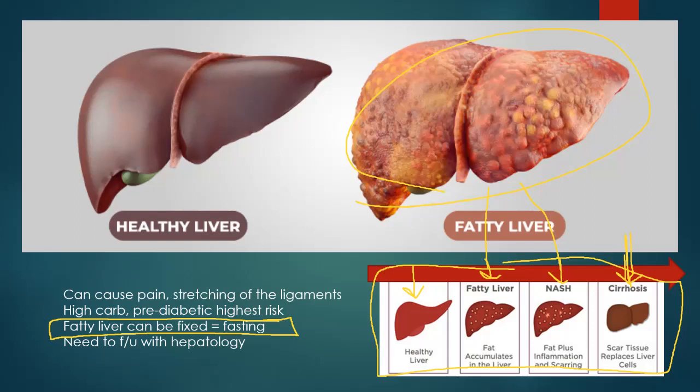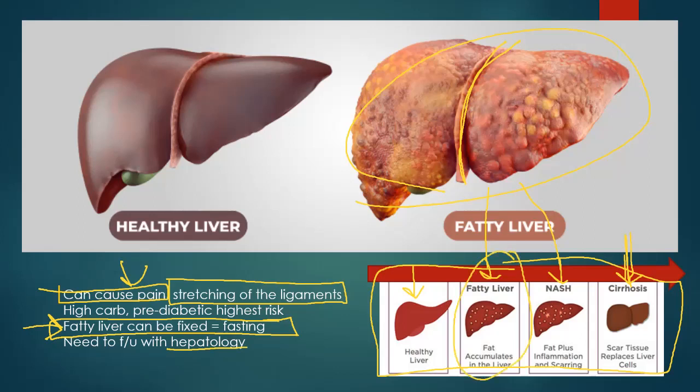Fatty liver and NASH can also cause pain due to stretching of the ligaments, especially this main ligament located right here. So if you have right upper quadrant pain and nothing shows up in the labs and nothing shows up on your CT scan except for fatty liver, there is a possibility that fatty liver can be the cause of the pain. It can be good to recommend to your patient with new onset fatty liver that they should consider fasting and should follow up with a liver specialist, especially because they're on the spectrum for cirrhosis, and we want to prevent that if we can.